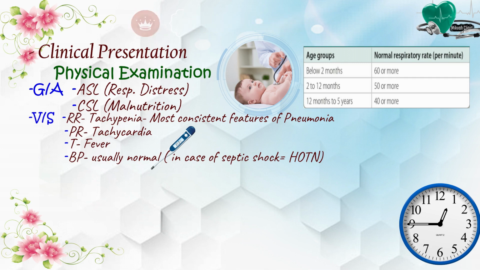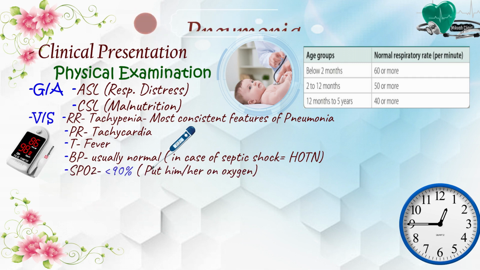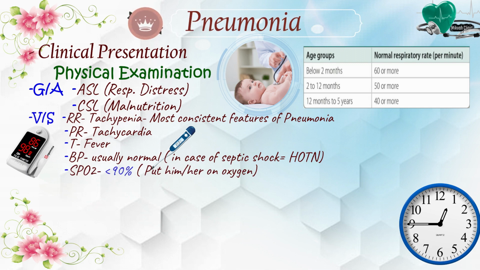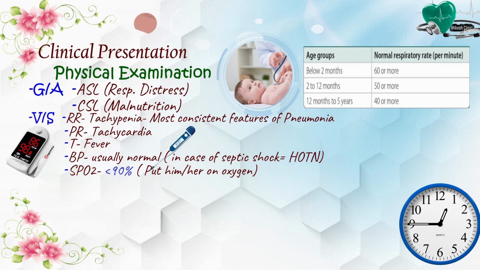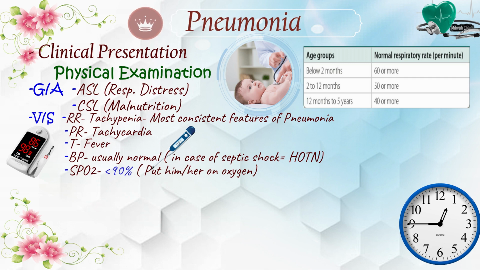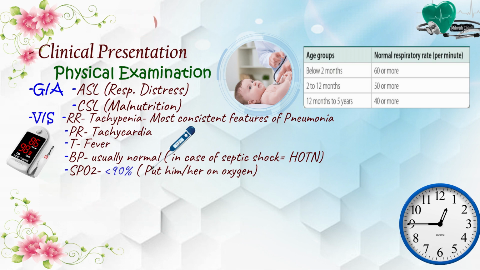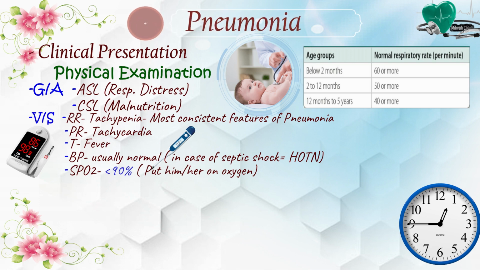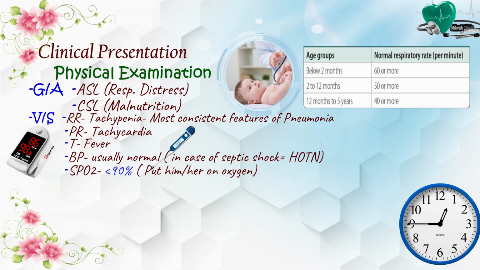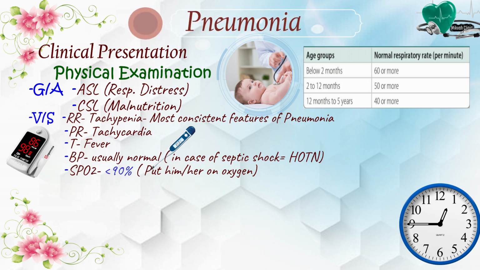The other vital sign we should check is the oxygen saturation. If we have pulse oximetry, then we have to measure the SpO2, and if the saturation is less than 90%, you have to rush to put him on oxygen. Don't forget this. You have to put him on oxygen whenever the saturation is less than 90%. So these are the things that we need to assess under the vital signs, and these are the things that we expect in a child with pneumonia.